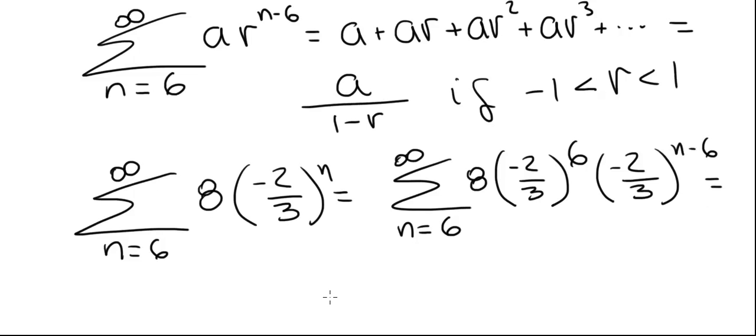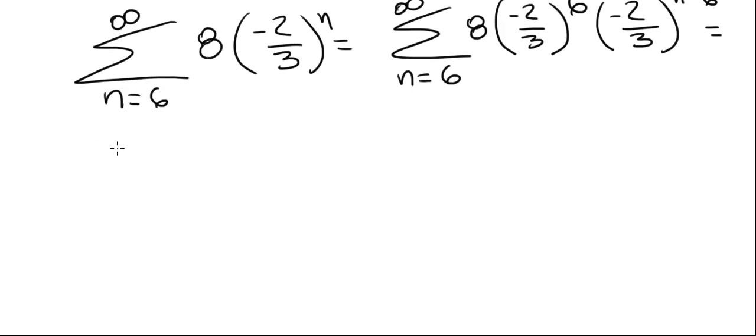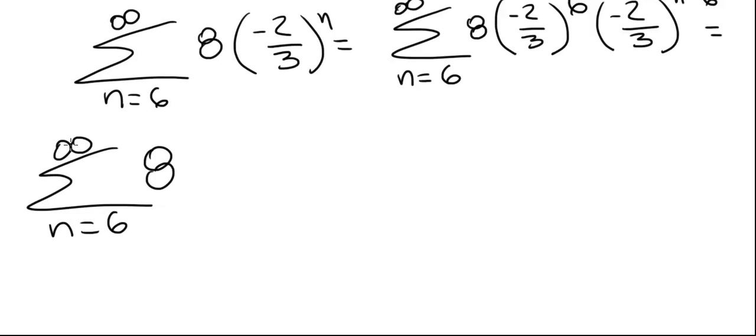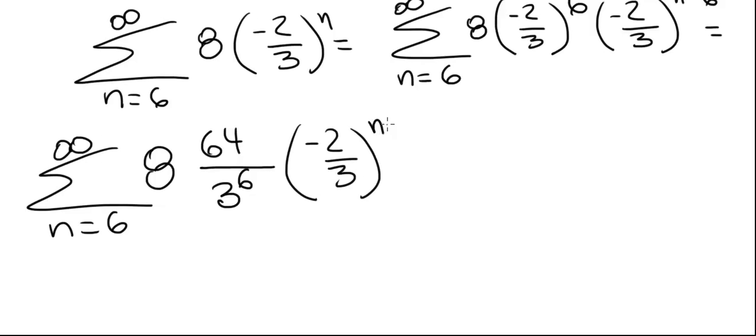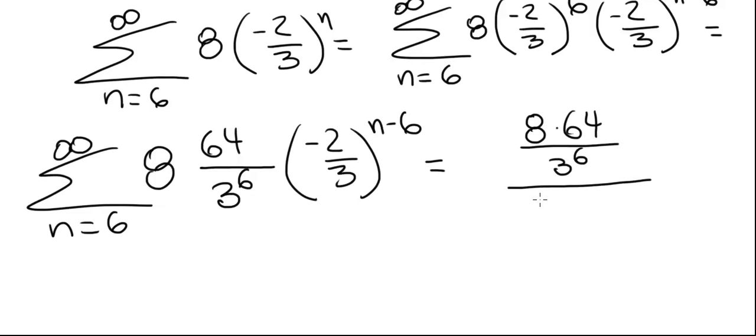Now let's write it. We can take minus 2/3 to the 6th and simplify it. So this is the summation from 6 to infinity of 8 times minus 2 to the 6th power, which is 64, over 3 to the 6th, times minus 2/3 to the n minus 6 power. And now we can use the formula. This is a, which is 8 times 64 divided by 3 to the 6th power, divided by 1 minus r, which is 1 minus a negative 2/3. And now all we have to do is simplify it.